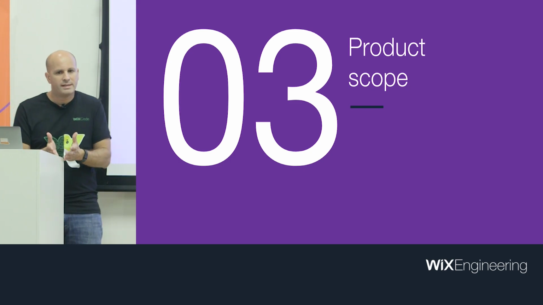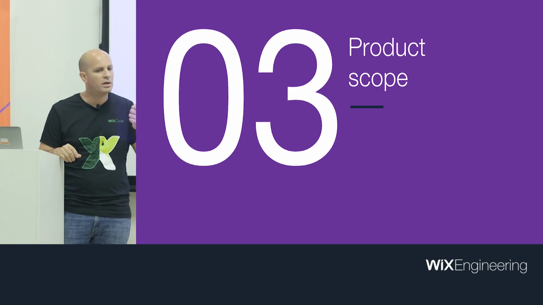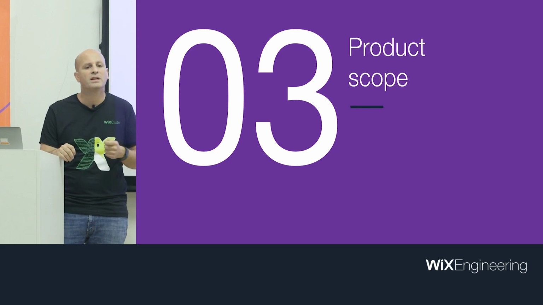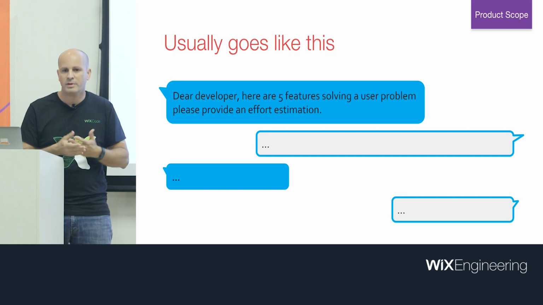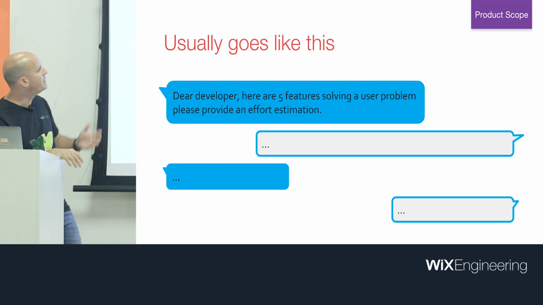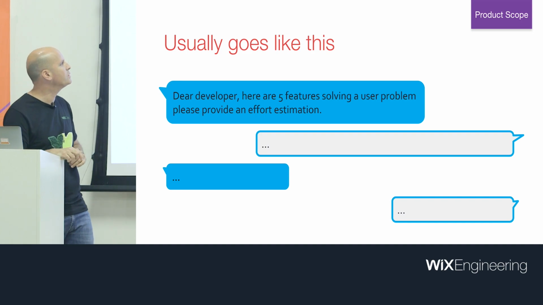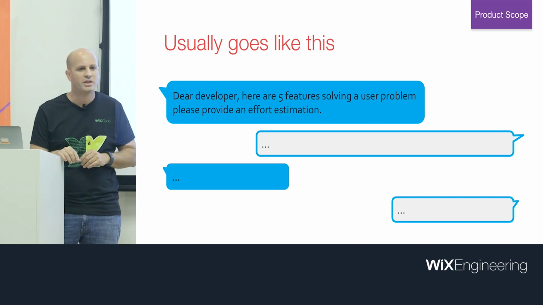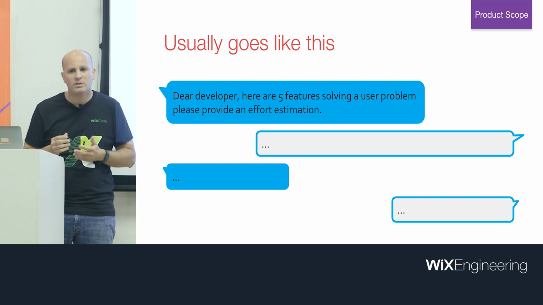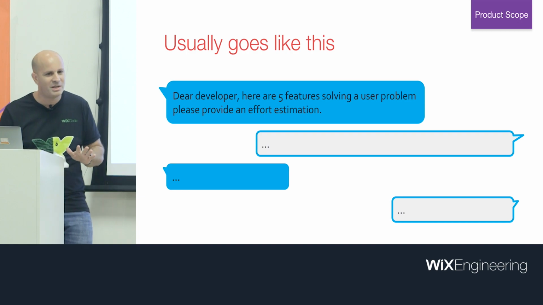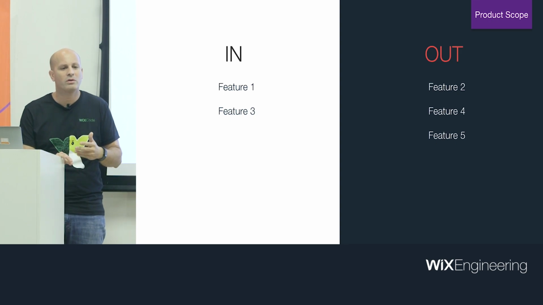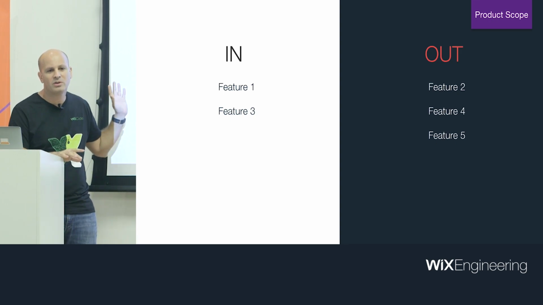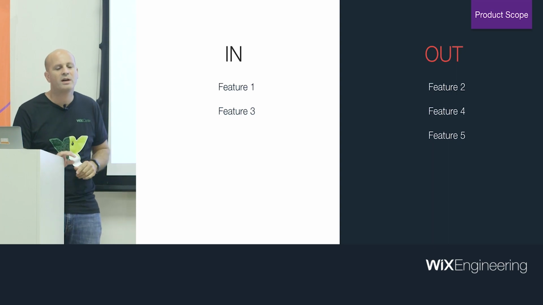So you understand the user and you have the justification, and now you are going to decide on the coming roadmap or even the coming sprint. Usually a discussion between a product manager like me and developers like you starts with the product manager saying, dear developer, here are 5 features solving a user problem. Please provide an effort estimation. Then the discussion continues. Usually it ends up with no one happy, and there is a list of features that are in and more that are out. And everybody knows that we'll probably not even make all the features that are in.